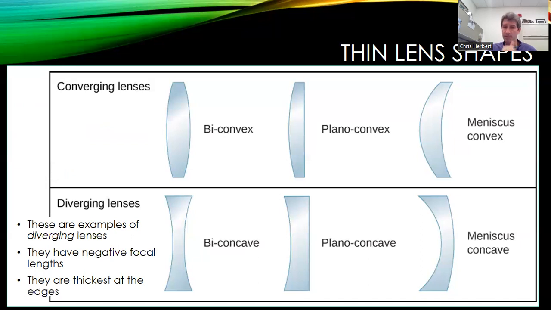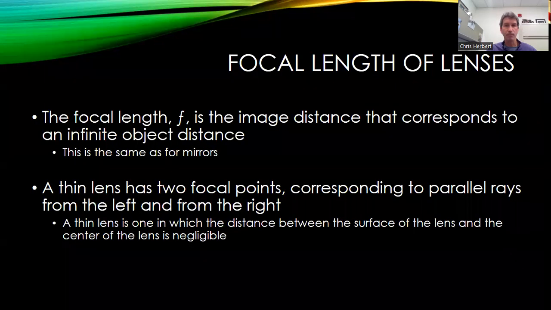For diverging lenses, biconcave, name's pretty self-explanatory. Both sides have a negative curvature to them, plano-concave, one negative side, one side with a planar surface. Meniscus concave, again, both convex and concave, except for the concave side has a more diverging tendency than the convex side. It has a convergent tendency.